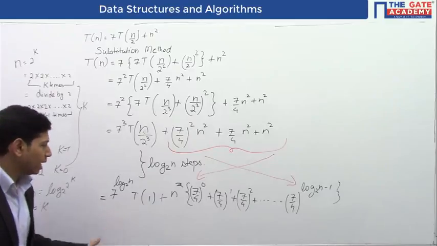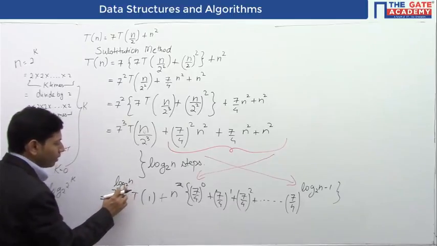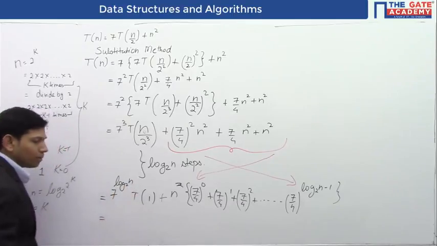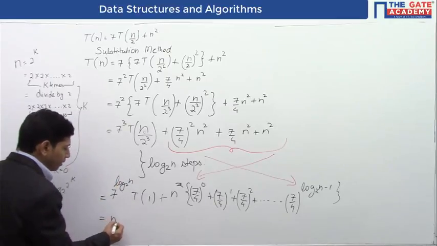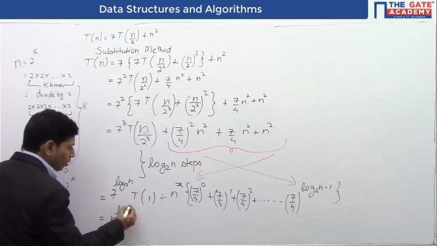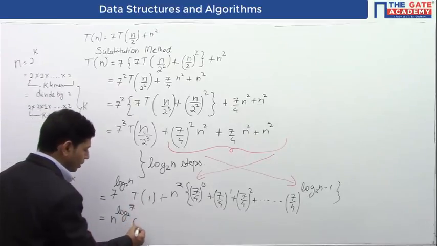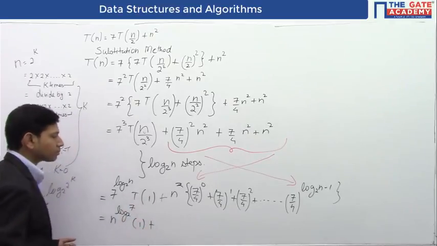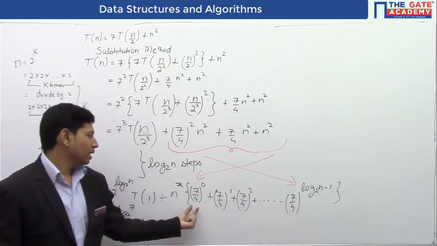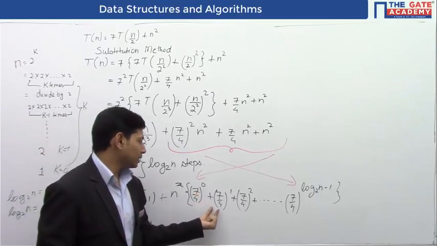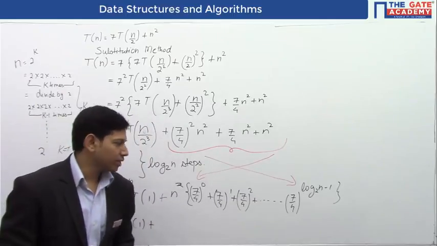Once we have this series, let's see what further simplification we can perform. Here we have 7 raised to the power log n base 2. Using a property of log, we can interchange 7 and n. So it will become n raised to the power log of 7 base 2. T of 1 is 1, so into 1. Next we have n square and a GP. This is a GP: 7 by 4 raised to power 0 plus 7 by 4 raised to power 1 plus 7 by 4 raised to power 2. This is a geometric progression.